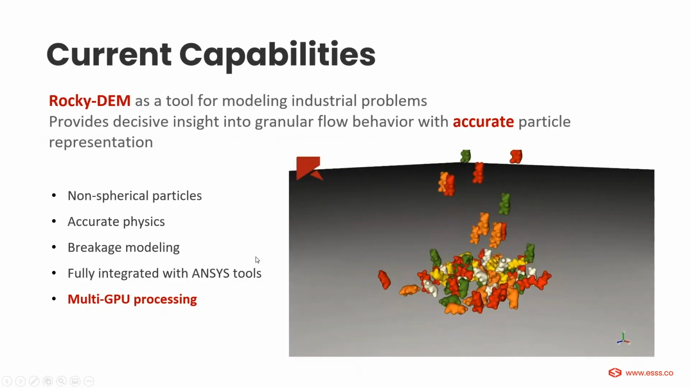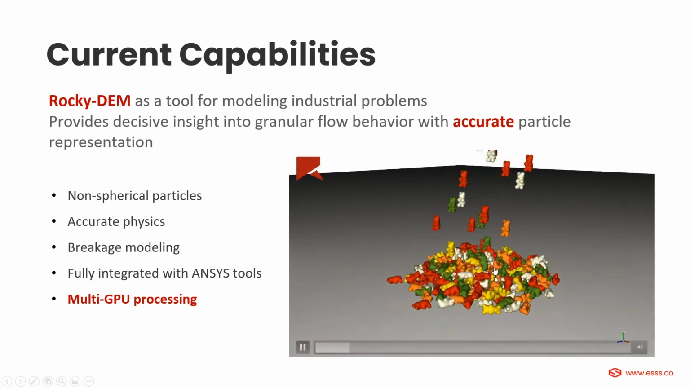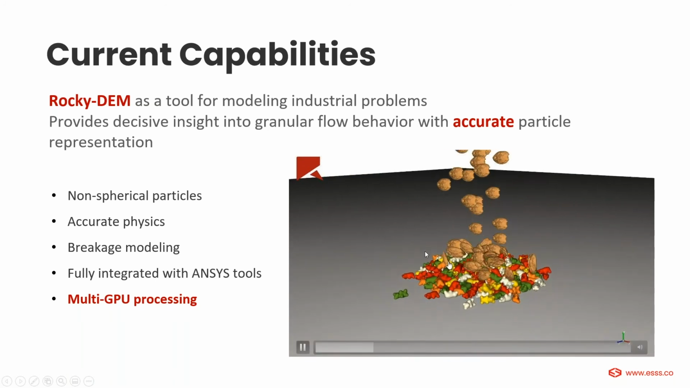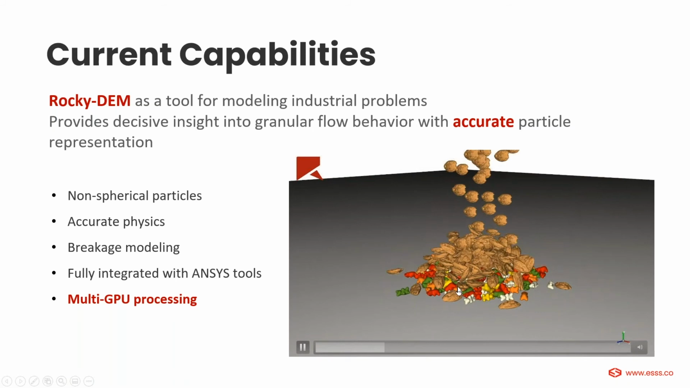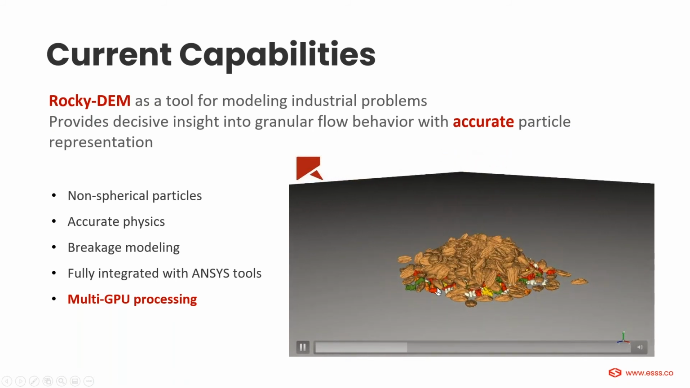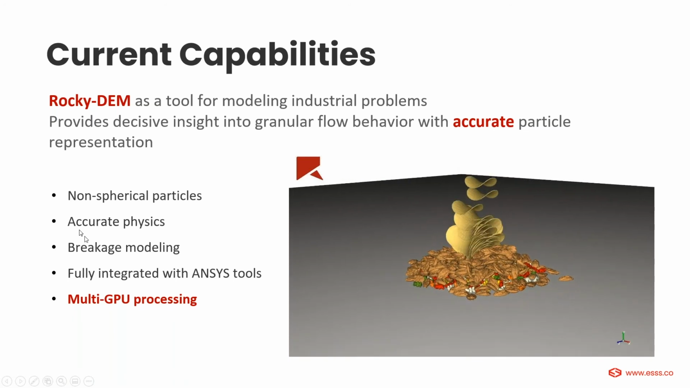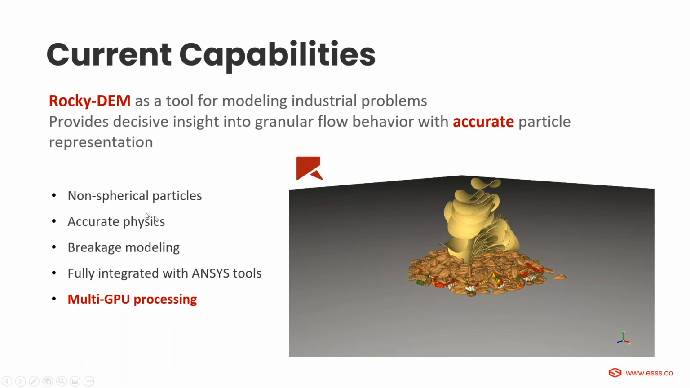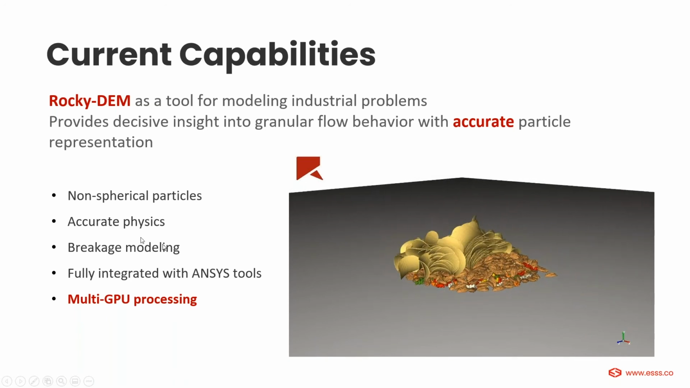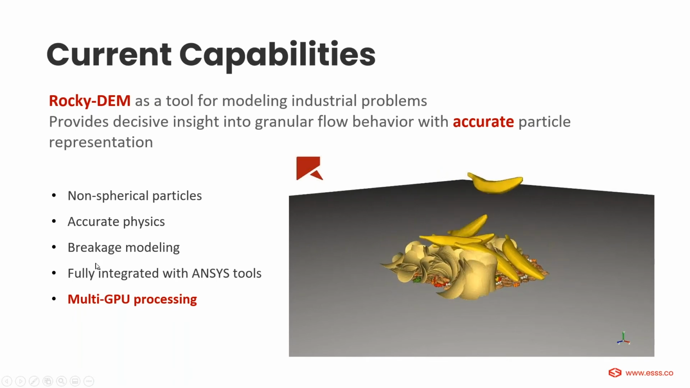So Rocky's main current capabilities, as you can see in this animation, are that we can treat any particle shape that you want to model. You can see a lot of gummy bears, and other types of particles that have very complex shapes. By doing that, we can tackle problems by accurately capturing the involved physics. And we can also deal with breakage, as I mentioned. I'm going to showcase a quick example later on.